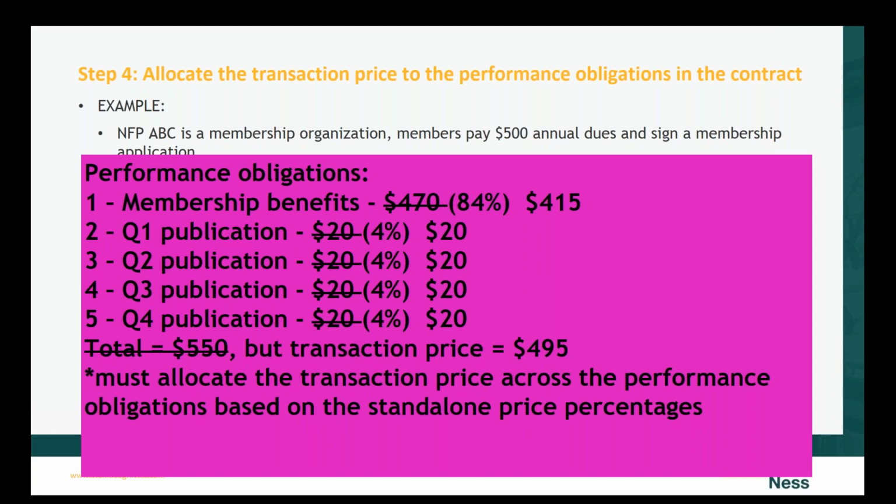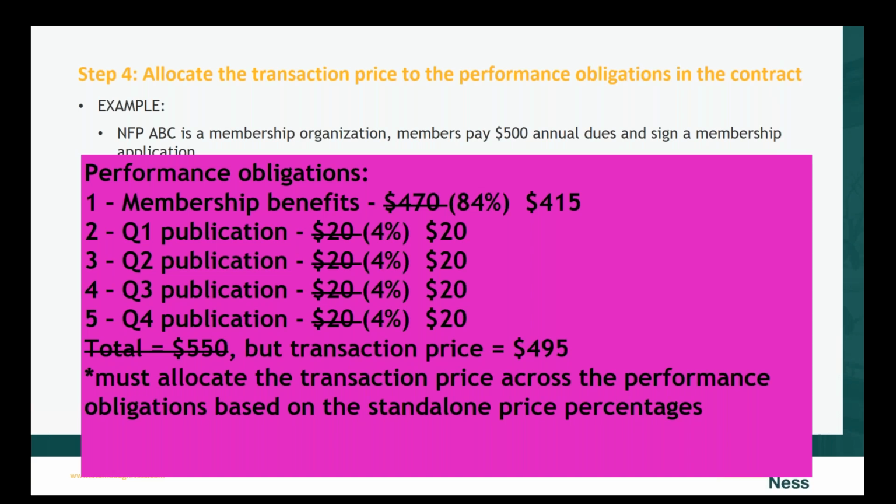What is kind of humorous for me with this example is that technically it's residual value, because we've taken the $495 minus the 4 quarterly publications of $20 each and come down to what's left of $415. But technically, we did it based on an allocation. It's just the fact that the membership benefits were so high, 84% of the price, that that 4% is 20 cents, essentially pennies. And so therefore, I just kept it at $20.